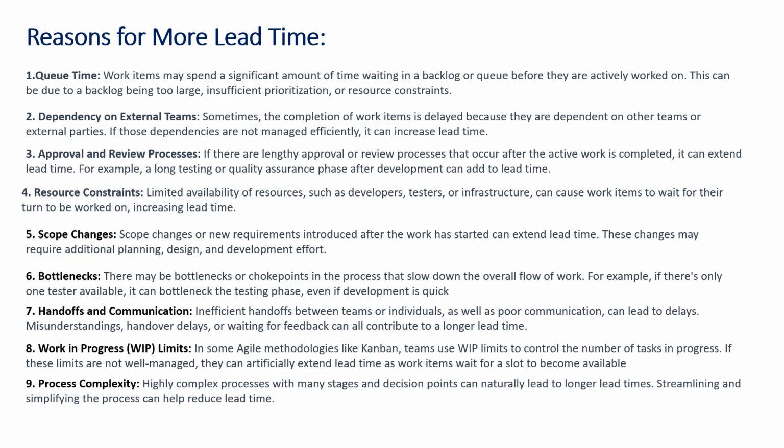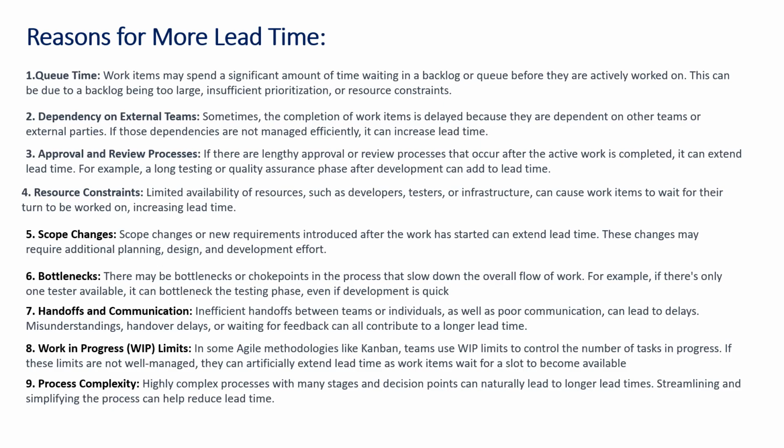What are the reasons for this more lead time? Because the summation of all the cycle times is always less than the lead time. The reason for it is queue time. Work items may spend a significant amount of time waiting in a backlog or a queue before they are actually worked on. This can be due to a backlog being too large, insufficient prioritization, or resource constraints. So the ticket has not been picked.